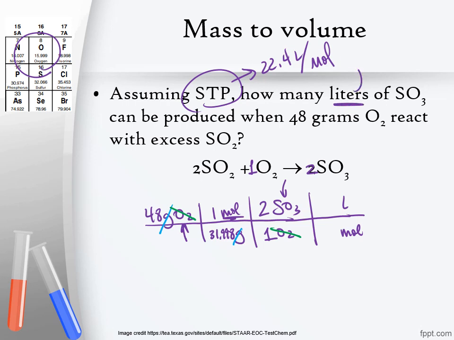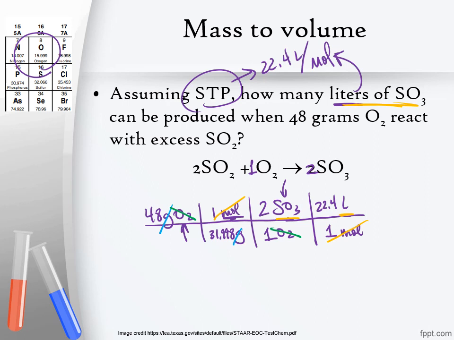So I'm going back to how many liters in a mole at STP. We know that there are 22.4 liters in 1 mole at STP. So now I can cancel out moles top and bottom. I have liters of SO3 left. Liters of SO3 is my wanted.